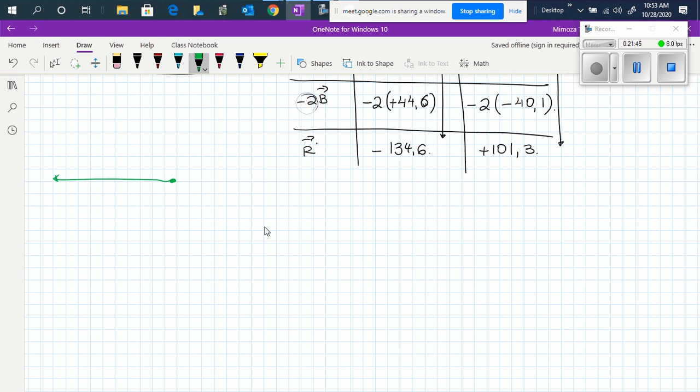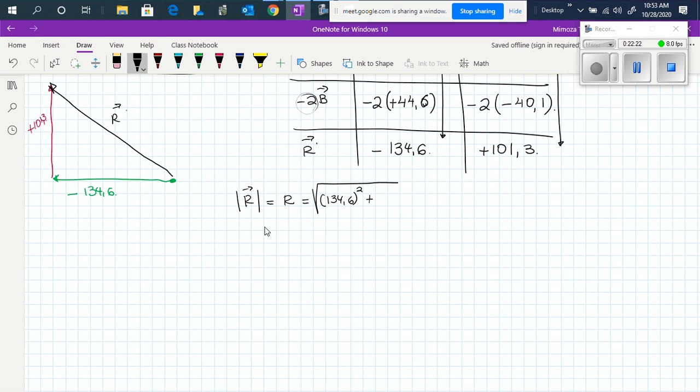So it is this one here, negative 134.6, and the vertical component is positive, so it is 101.3, which tells us that the resultant is this one here. So now, in order to identify the magnitude of the resultant, which you can write in this form or simply R, we use a squared plus b squared is equal to c squared, which is 134.6 to the power of 2 plus 101.3 to the power of 2.